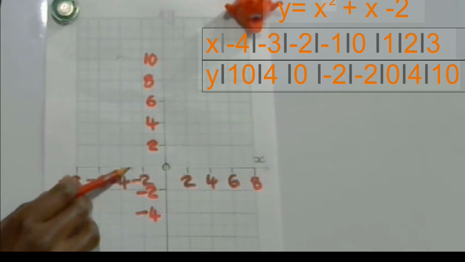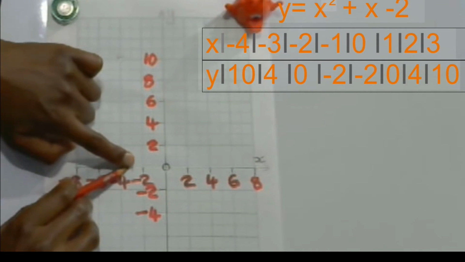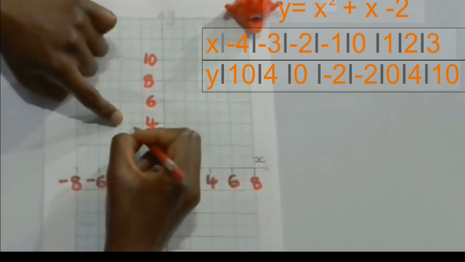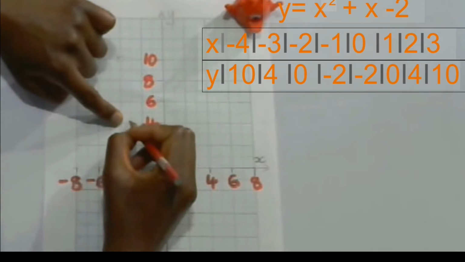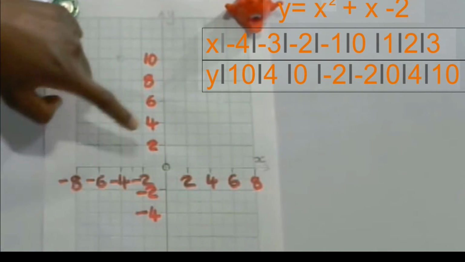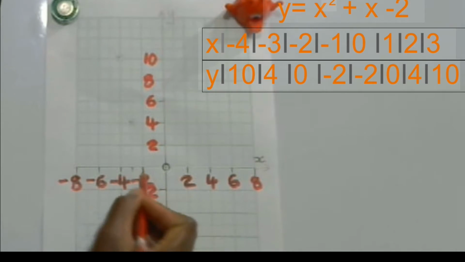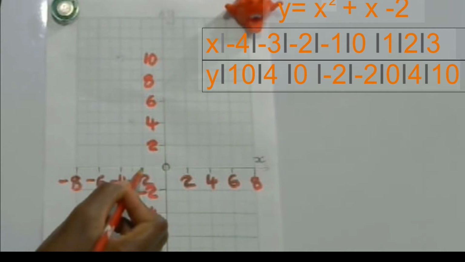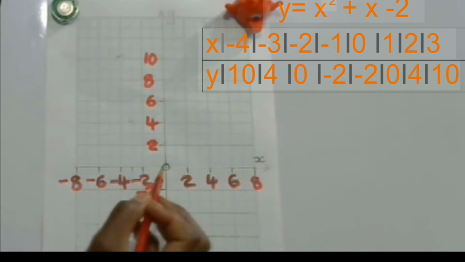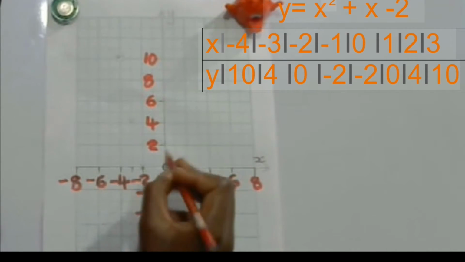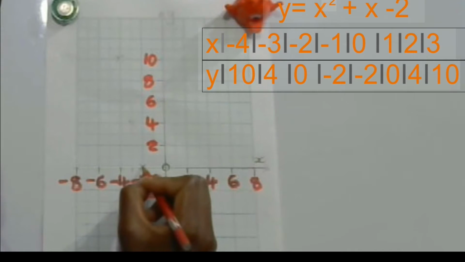So from negative 3 we go to a positive 4. From there we go right there. There's the y coordinate. So there goes our next point. So we mark it there. So our third point is negative 2. There is our negative 2 for the x value, negative 2 and a 0. So it's right there because the 0 for the y is there.